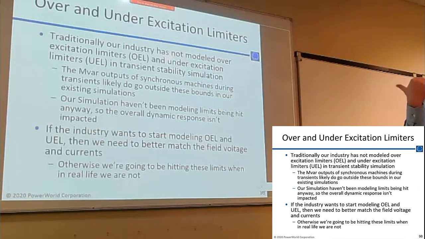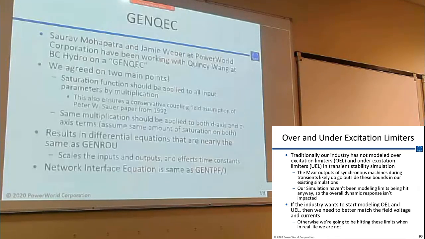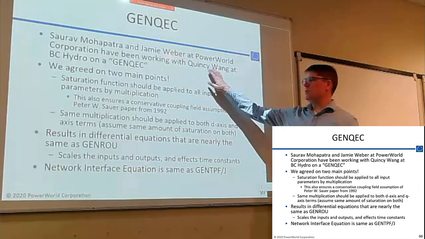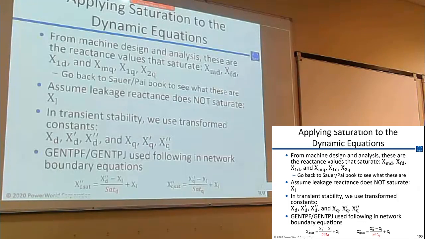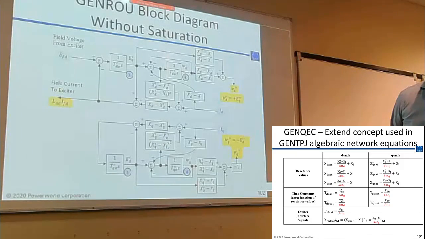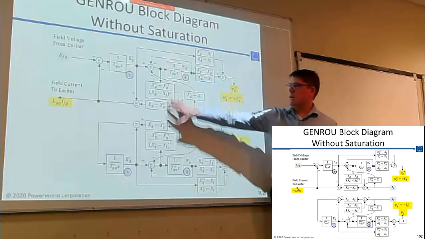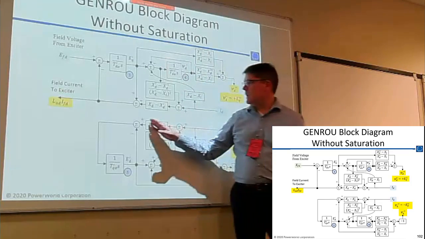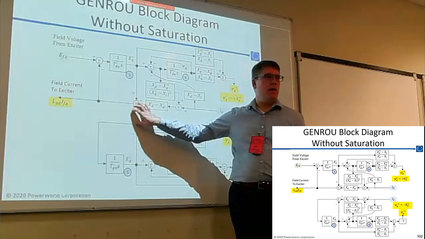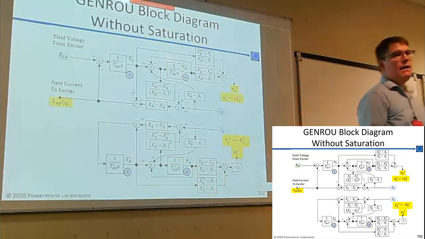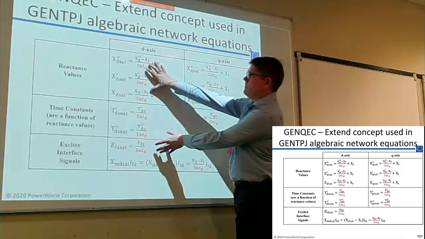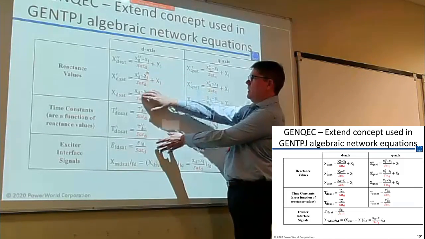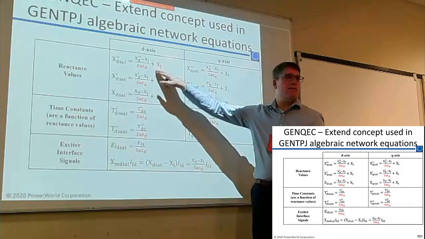So the Gen QEC model is a new model in Simulator. It builds off of the Gen TPF and J model. Essentially, I'm going to skip these slides, but right here, this is Gen ROU. Instead of adding in saturation as an extra additional term here, it's going to assume that all the impedances in my model are scaled so that there's a leakage reactance. That's the part that's represented by the air gap. So that is not going to saturate.